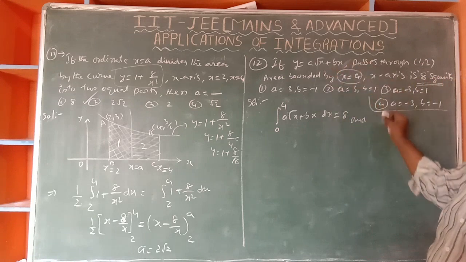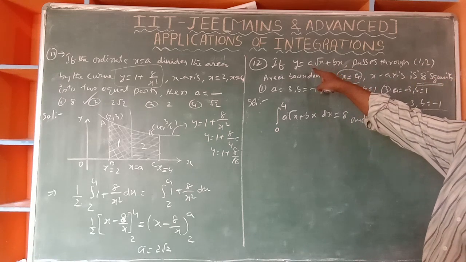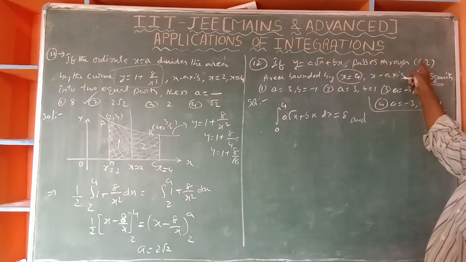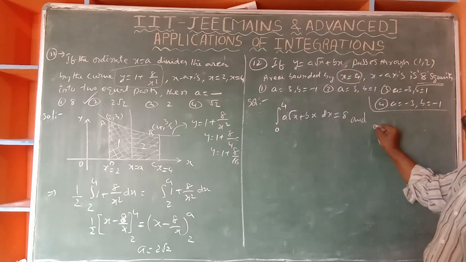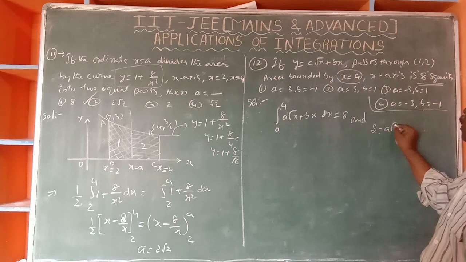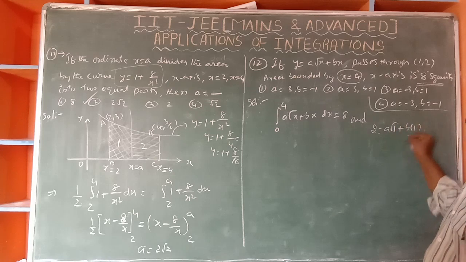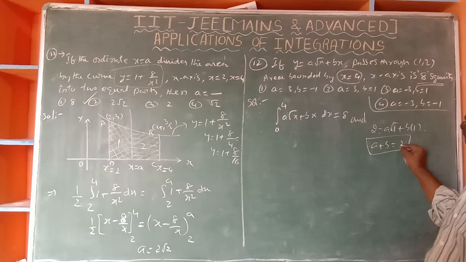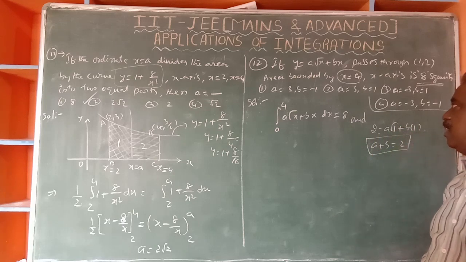And one more thing, it is passing through the point (1, 2). So y is equal to 2 when x is equal to 1. So 2 is equal to a root 1 plus b into 1. Okay? So a plus b is equal to 2. It is there.